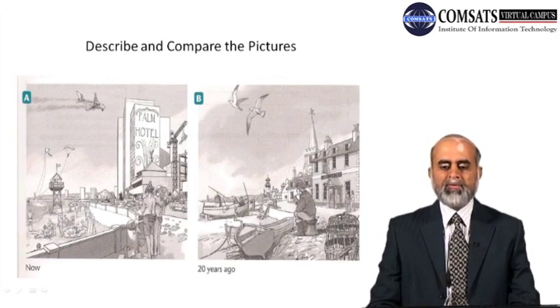This is the picture of the same place. The picture on the right, picture B, is 20 years ago, and now it looks like this. So picture A is a modern picture of the same place, and picture B is 20 years ago. Okay, I'm going to give these pictures to you as a handout, and I would like you to do this activity at home as a homework.